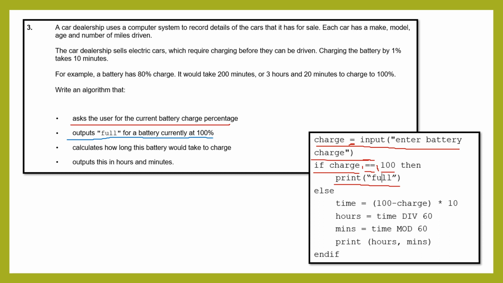The next part of the program then, I'll do that in purple so you can see it. Calculate how long the battery would take to charge, because look, it takes basically 10 minutes per percentage. So first thing we need to figure out is what percentage we need to charge. So it'll be 100 because 100 is full, minus whatever the person types in, and then we're going to times it by 10 to get the number of minutes. Look, because 10 minutes per percent.